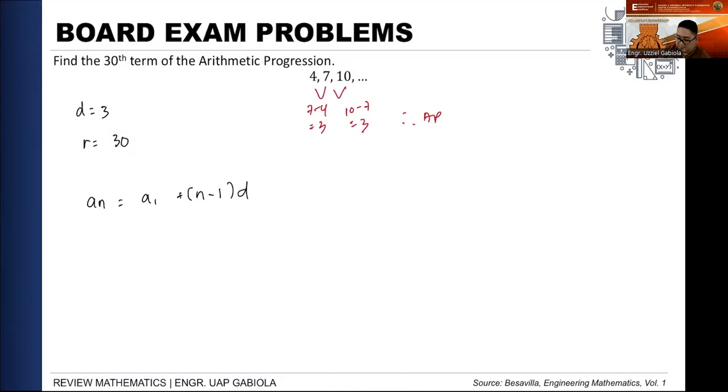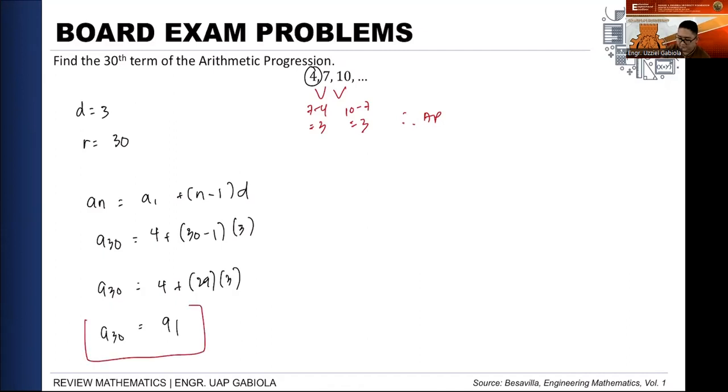So, A30 is equals to A1 natin, yung first term natin is 4 plus 30 minus 1 times yung difference natin na 3. So, A30 is equals to 4 plus 29 times 3. Then using your calculator, that will be 87 plus 4, that is 91. So, yun yung value ng 30th term natin. Okay? So, medyo madali pag progression niya.